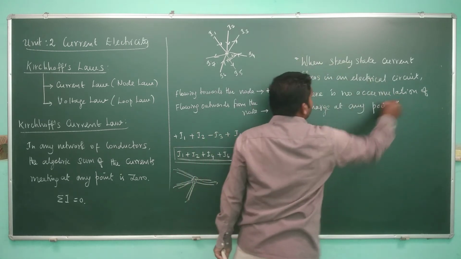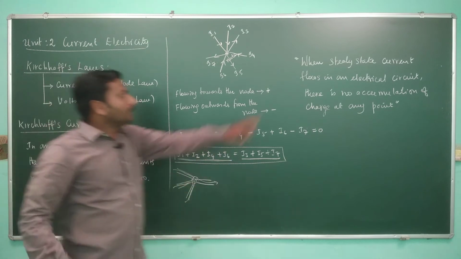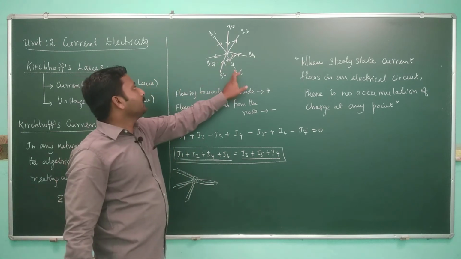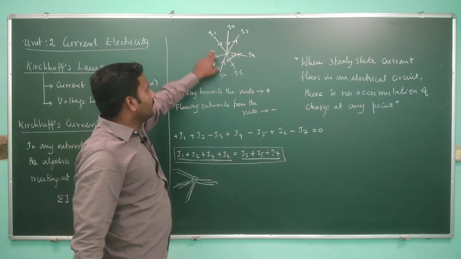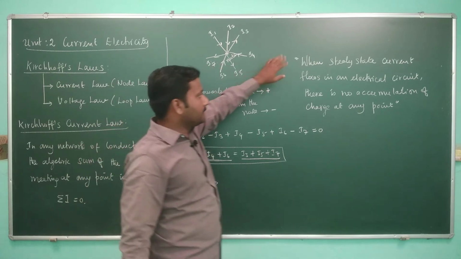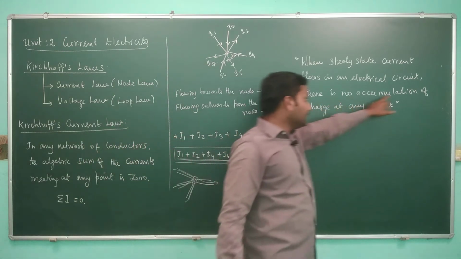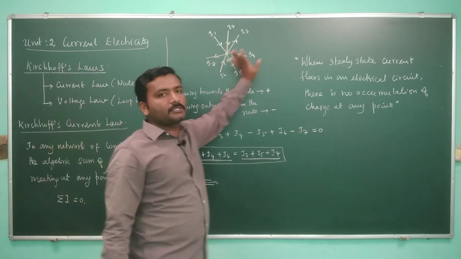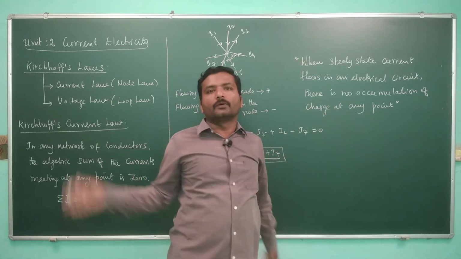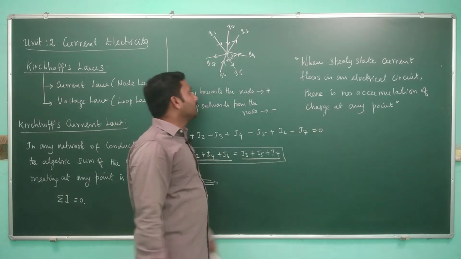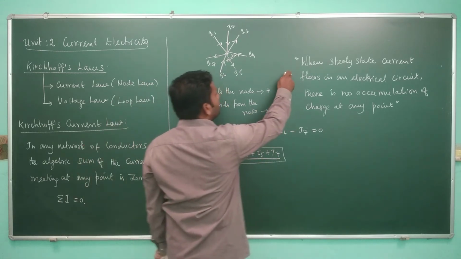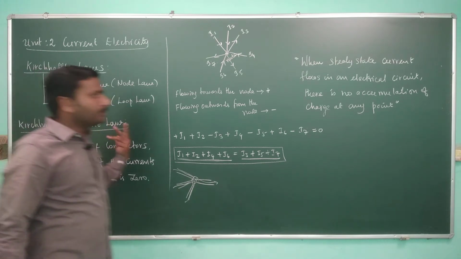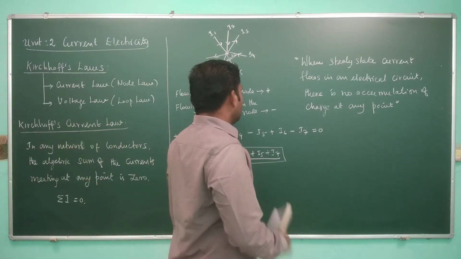Okay, this is another statement. When a steady state current flows in an electric circuit, that is, current flowing in through these inward directions and coming out of these outward directions, in this case there is no accumulation of charge at any point. At any time, there will be no charge building up. Whatever is coming in is going out. You can write the Kirchhoff current law using either of these statements. Both are the same in different ways.